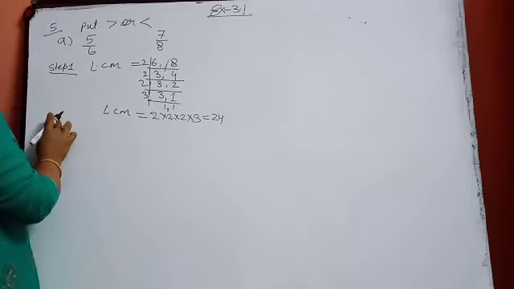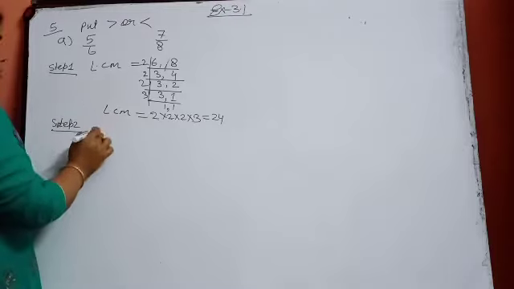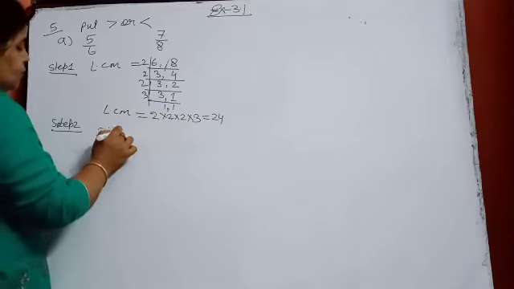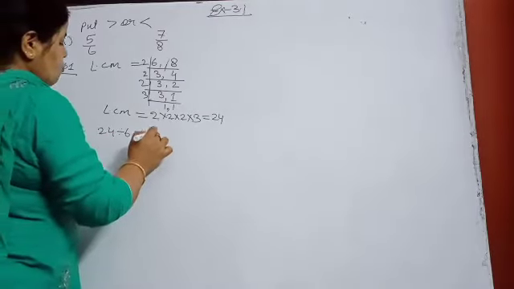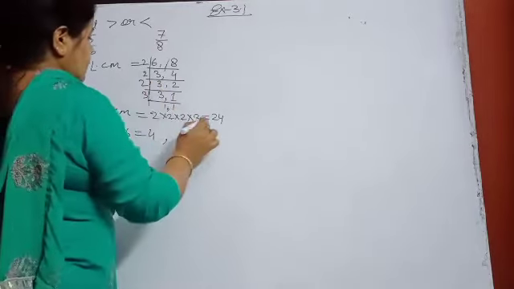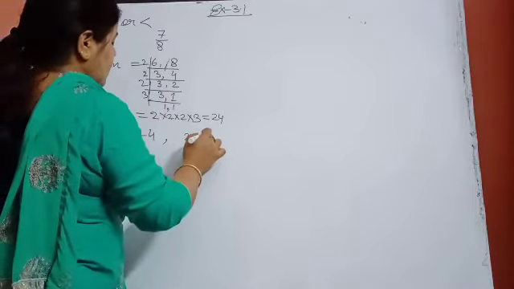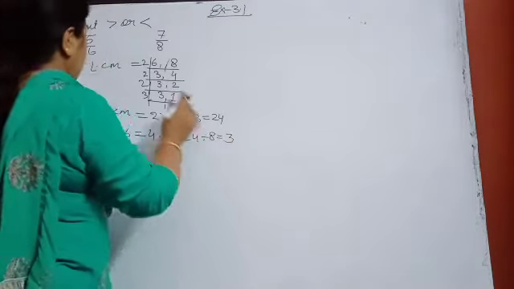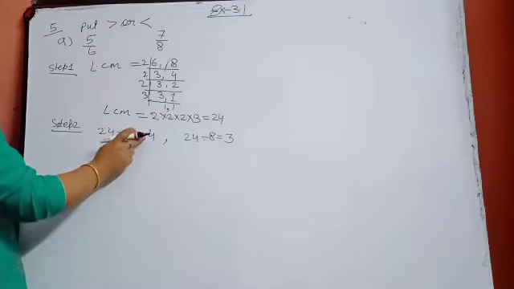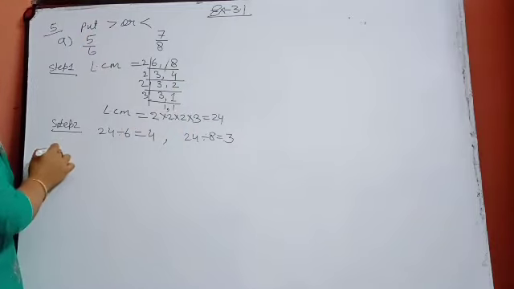Step 2, make division of this 6 in 24. So 24 divided by 6 will come 4, and 24 divided by 8 will come 3. It means the first fraction will be multiplied by 4 in numerator and denominator. It will be your step number 3.